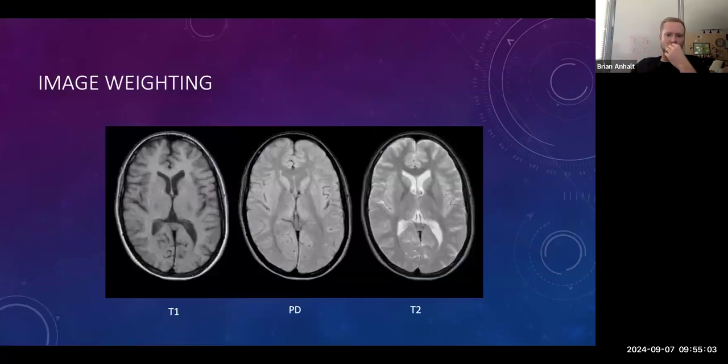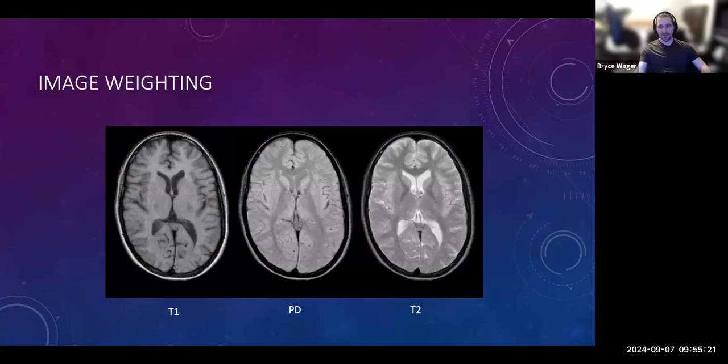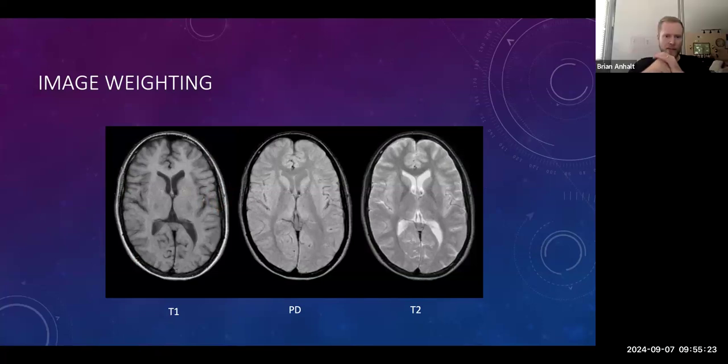Here are our classic weightings. There's a lot of different subtleties of this and different ways that we can change our contrast, but these are the three basic ones that we'll talk about today. T1, what do we notice? Water is dark, or the CSF. Yep, CSF is definitely dark. And see, there is white and gray matter contrast in there though too, right? We can see white and gray matter have different signal intensities, so we do get that contrast in there.